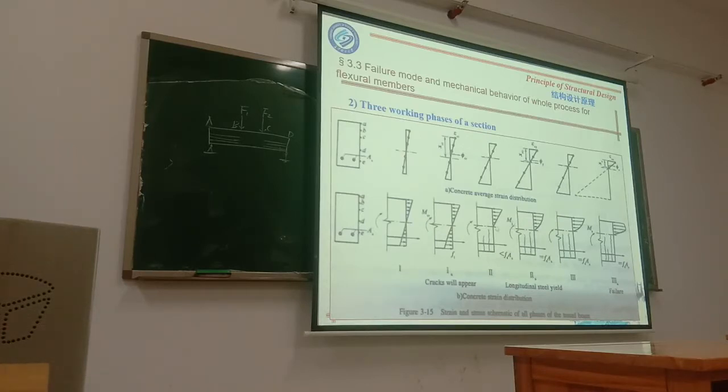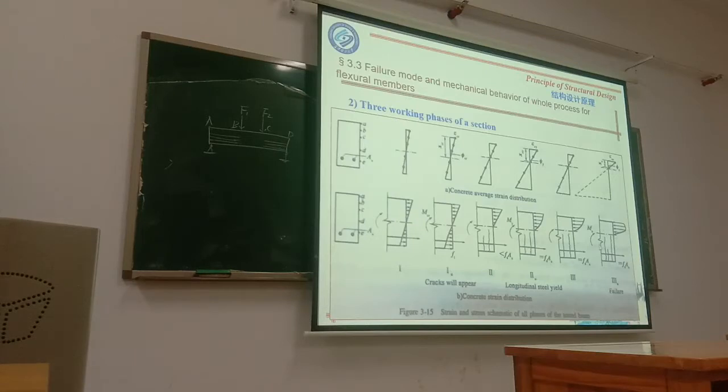And you see the distribution of the compression stress is no longer a straight line distribution. It's a curved distribution. Yes. So at this end of phase 2, the reinforcement is reaching its yield strength.